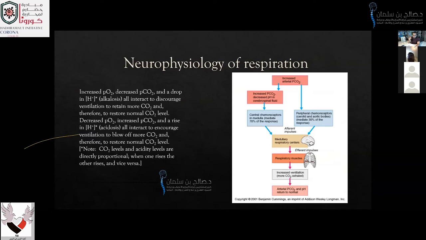Increased PO2, decreased PCO2, and a drop of hydrogen causing alkalosis all interact to discourage ventilation, to retain more CO2 and therefore restore the normal CO2 level. Decreased PO2, increased PCO2, and a rise in hydrogen causing acidosis all interact to encourage ventilation to blow off the CO2 and therefore restore the CO2 level.